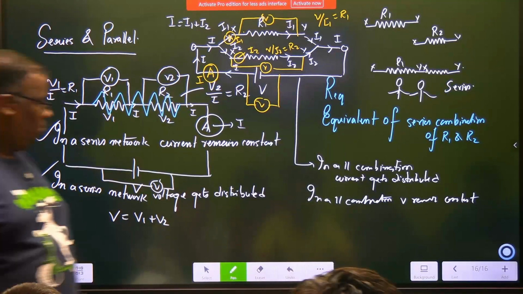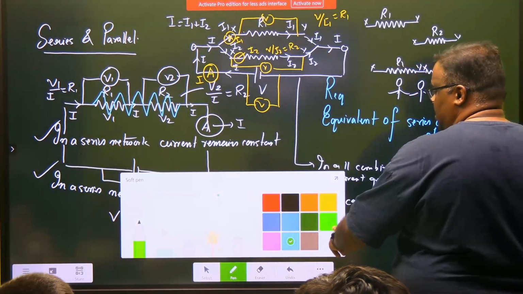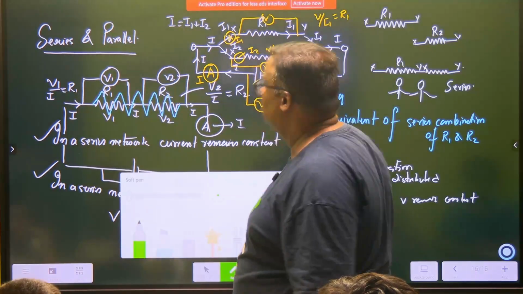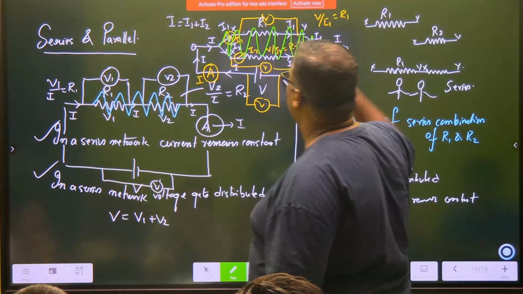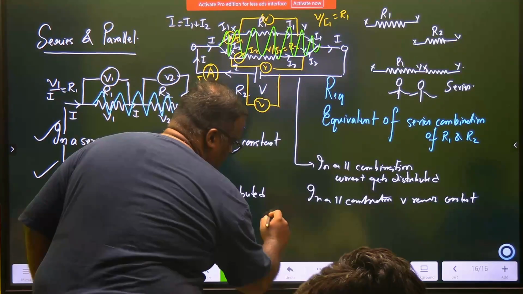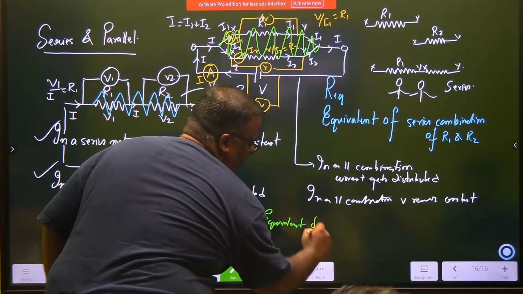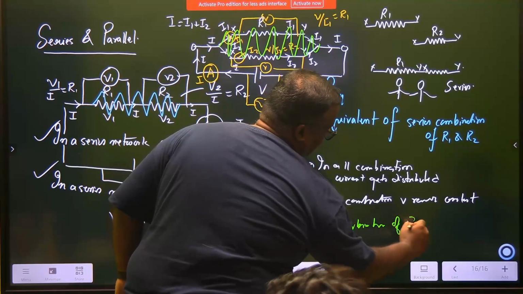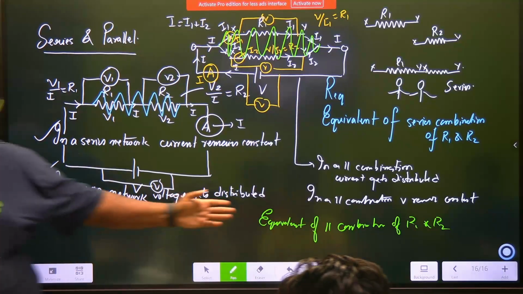Understood? Yes, sir. But my project guide is very insensitive to my hard work and he says, "I can't give you place for two resistors. You do one thing, you put one resistor out here which can do the job of both." So in our next class, we also have to study the equivalent of the parallel combination of R1 and R2. And this is very much required.